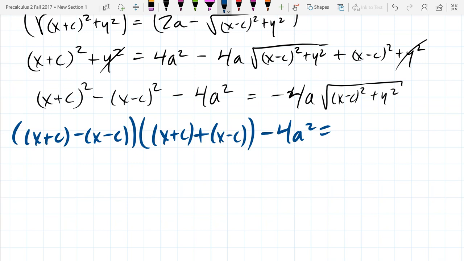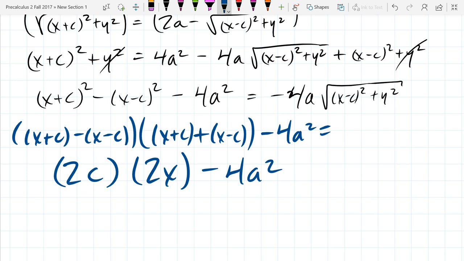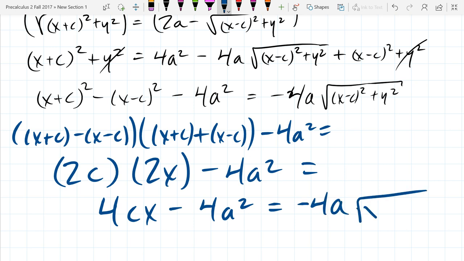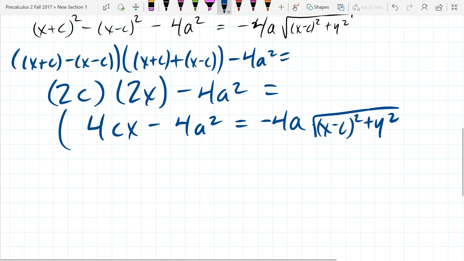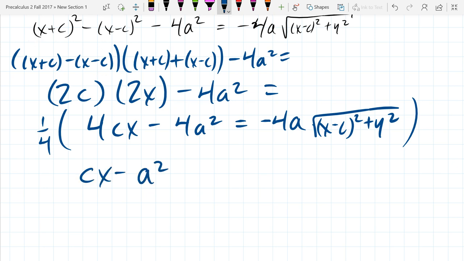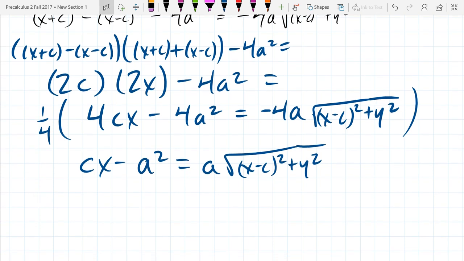All right, so what cancels out? We got x minus x, that cancels. c plus c, that gives us 2c. The second term, x plus x, that's 2x, and the c's cancel. So we have 4cx minus 4a squared equals negative 4a times the square root of (x minus c) squared plus y squared. Let's multiply by negative 1/4, get that 4 out, or positive 1/4, it doesn't matter. Do positive 1/4. cx minus a squared equals a times the square root of (x minus c) squared plus y squared. Now we'll square both sides.